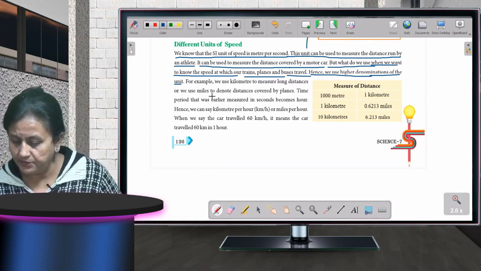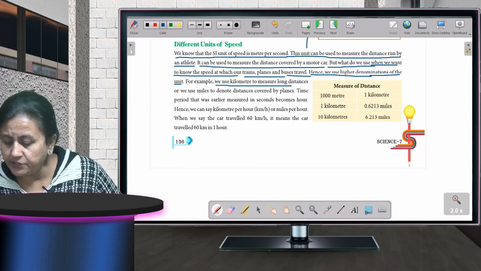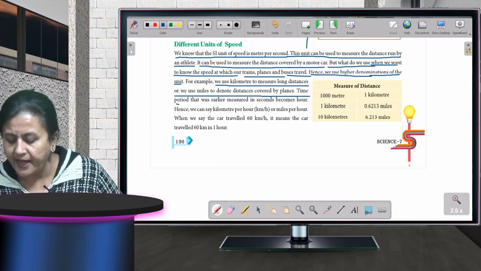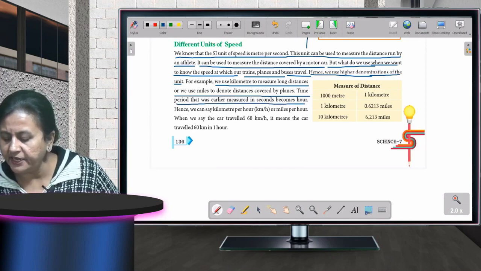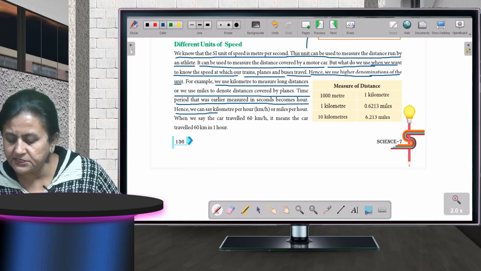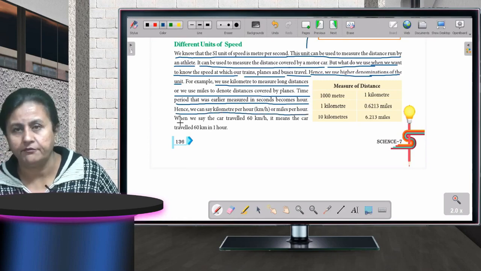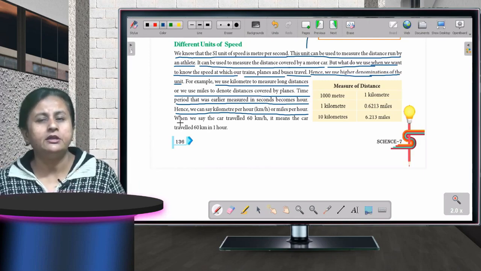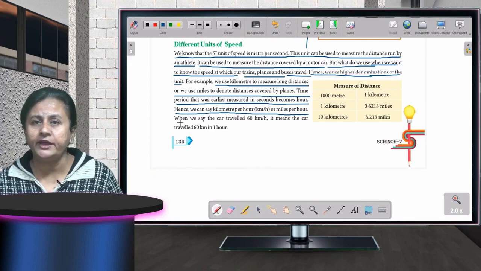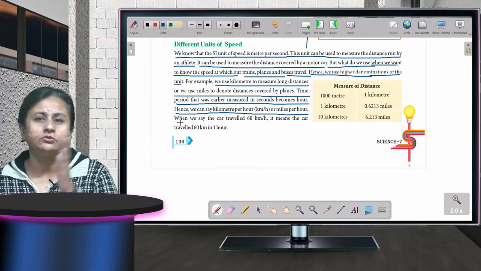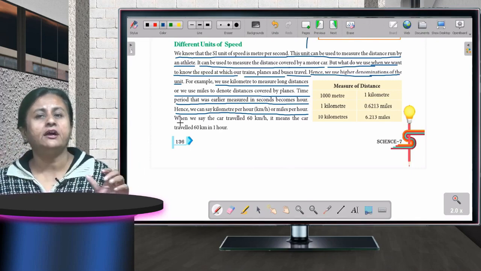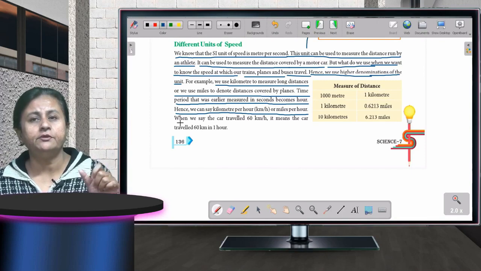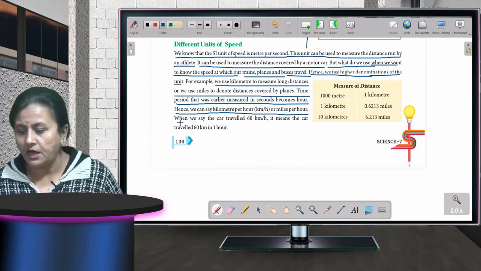Fine, children? So we use kilometers to measure long distances, or we use miles to denote distance covered by planes. Time that was earlier measured in seconds becomes hours. Hence, we can say kilometer per hour or miles per hour. Earlier, because the distance was small, the denomination was small. Now, the distance traveled by trains and buses, different means of transport, is quite long, so the denominations also go up. So now the standard unit becomes kilometer per hour. Fine, children?